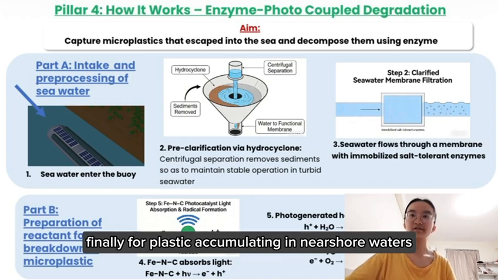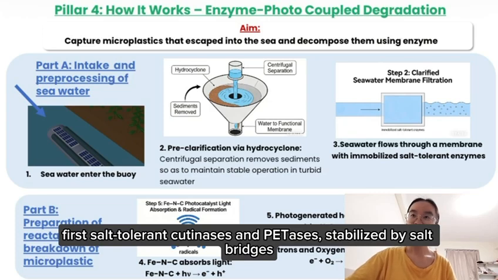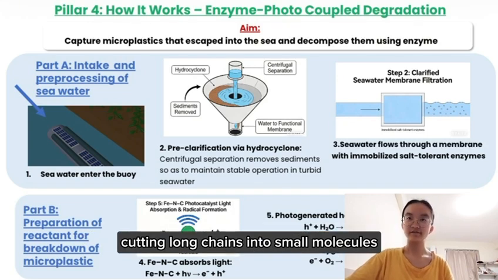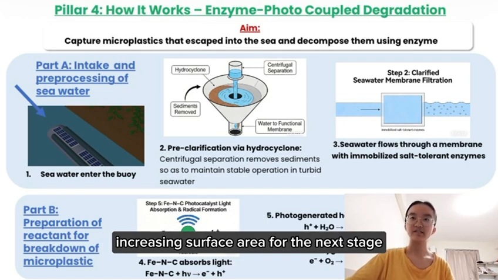Finally, for plastic accumulating in neutral waters, the fourth mechanism couples enzymes with photocatalysis. First, salt-tolerant cutinases and PETases, stabilized by salt bridges, hydrolyze ester bonds in plastics like polyethylene terephthalate, cutting long chains into small molecules, such as terephthalic acid and ethylene glycol, increasing surface area for the next stage.